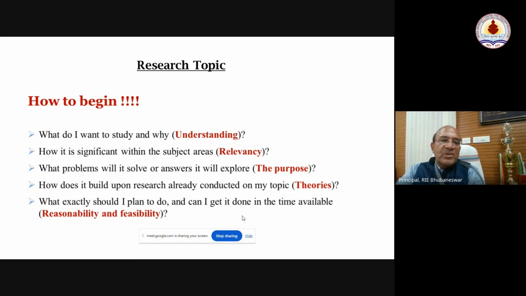So what exactly should I plan to do, and can I get it done in the time available? Since we should be very pinpointed in research, what exactly I should do, accordingly I should plan, and I should know beforehand. And time availability, resource availability, even funds availability is to be looked into. Because suppose a research is very costly and it is not affordable for me, I will not be able to continue it. I have to leave it in between. Right? Similarly, time, I cannot invest infinite time. I may have results after 2 years, 3 years. That's why in projects we have a time limit also.